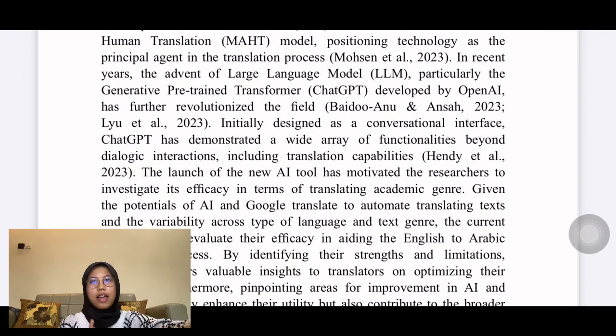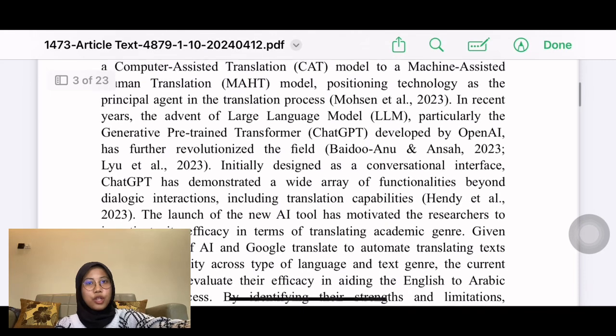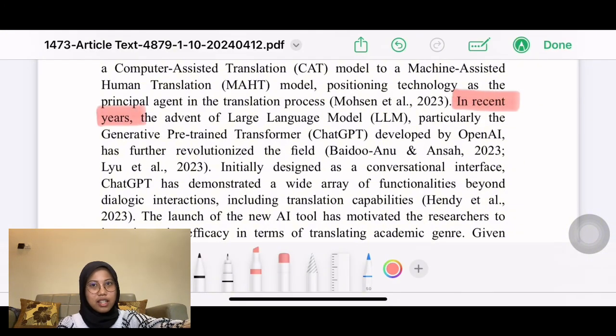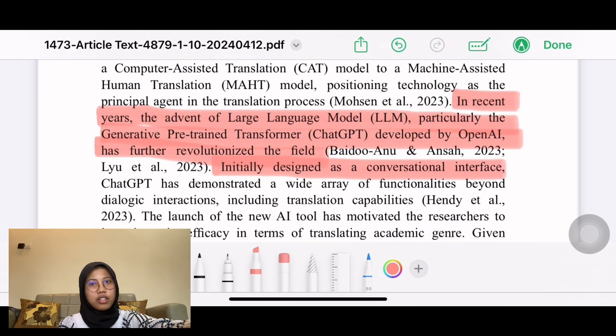Okay, next, the author then moves into the research gap. It starts with, "In recent years, the advent of large language models, LLMs, particularly the generative pre-trained transformer, ChatGPT developed by OpenAI, has further revolutionized the field. Initially designed as a conversational interface, ChatGPT has demonstrated a wide array of functionalities beyond dialogic interactions, including translation capabilities."